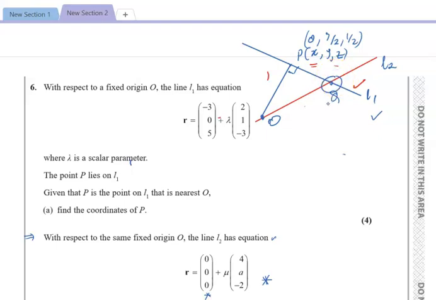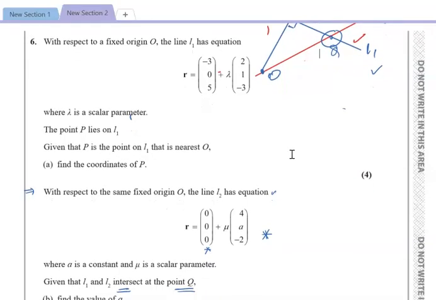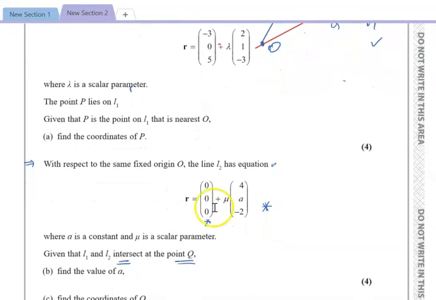As a point of intersection. Now, that's the information that they have given us. So they intersect. Now, the first question is find the value of A.